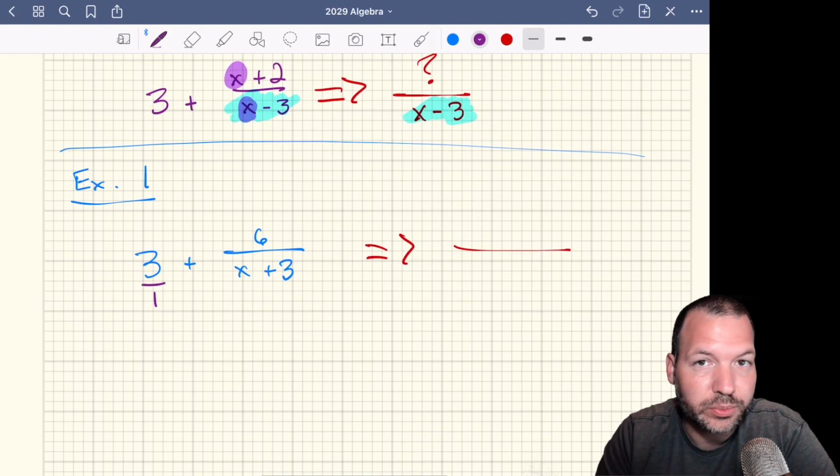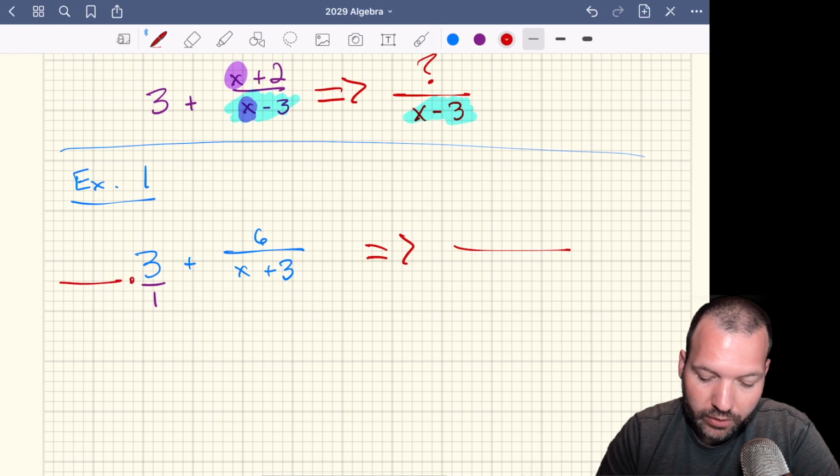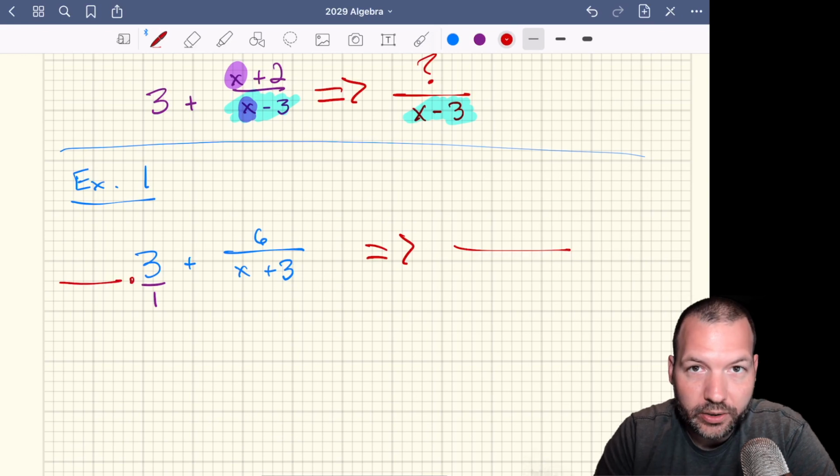It could be a variable expression. Certainly it could be negative. But we're going to take that whole number part of 3, express it over 1, and then we're going to ask ourselves, what would be the common denominator?